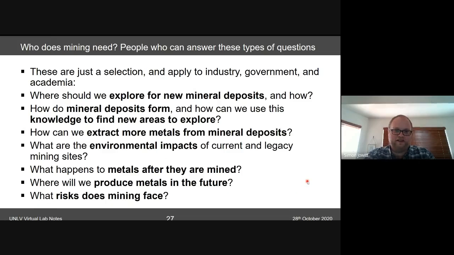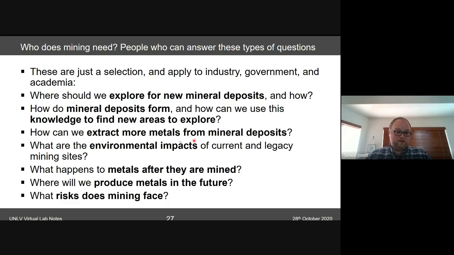There's just a selection of questions, and for reasons I'll explain shortly, these are just a selection of questions about the type of people that mining needs, people who can think about and can answer these questions. Where should we explore for new mineral deposits? How should we explore for them? How do mineral deposits form? How can we use this knowledge to find new areas to explore?